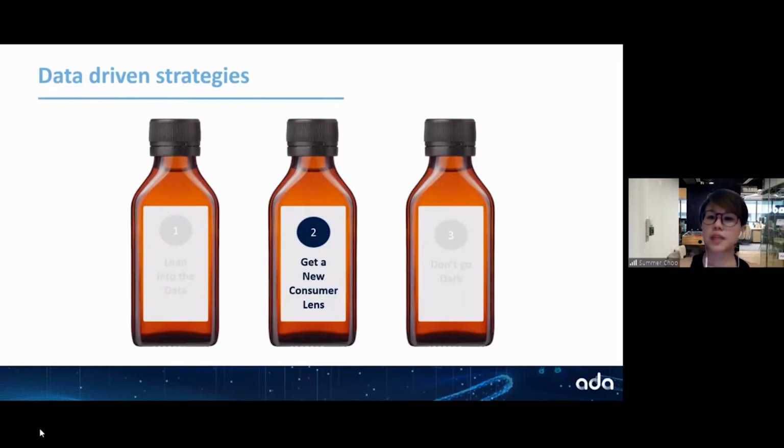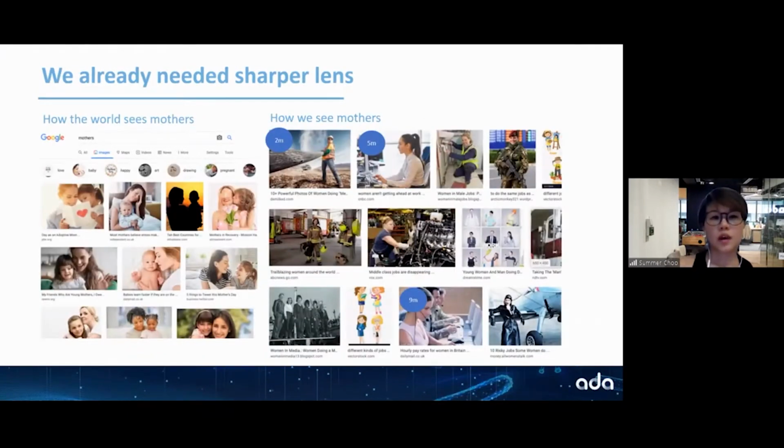Now let's talk a little bit about getting a new consumer lens. This particular data strategy is very important, even if it's post-COVID. It applies to us any time of the year. So how does the world see mothers? Usually we give them demographic attributes. For example, a mother is probably aged 25 or 30 and above. They are probably stay-home moms. Their interests should be around parenting, childcare, nutrition, and all that.